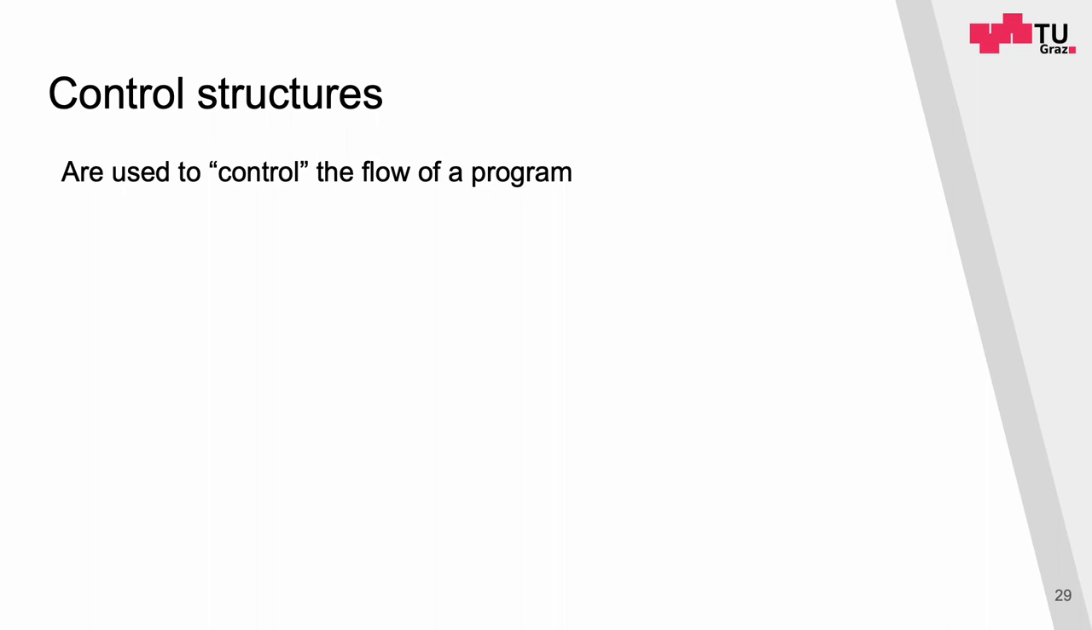Another very important concept in programming are control structures. Control structures are used to control the flow of a program. For example, in Python, we have 3 control statements available, namely if, elif, which stands for else if, and else. An if-else statement in programming is a conditional statement that runs a different set of statements depending on whether an expression is true or false.